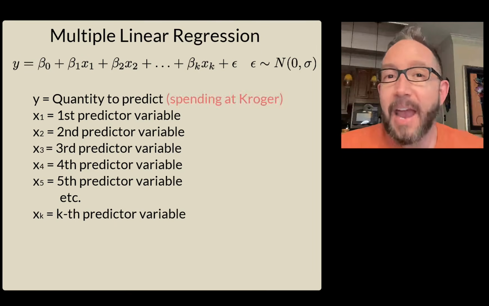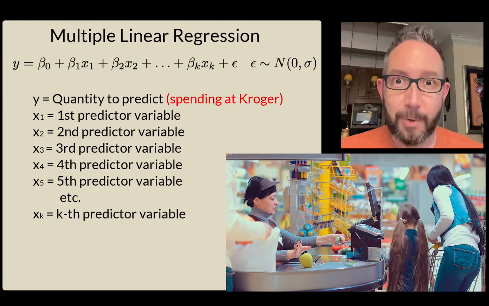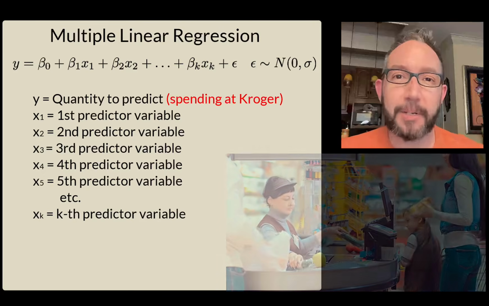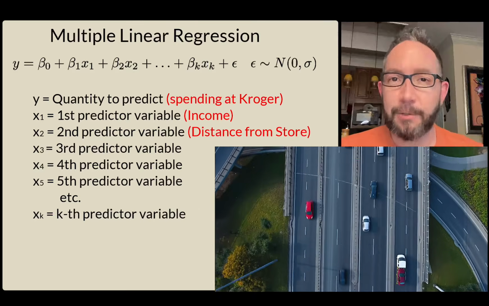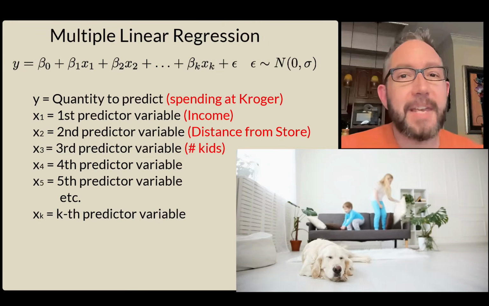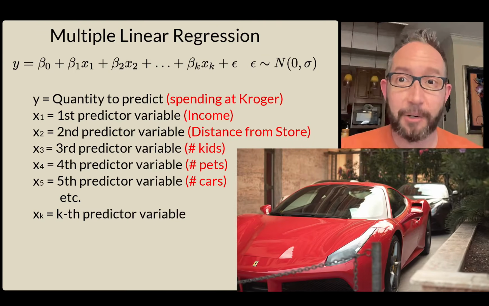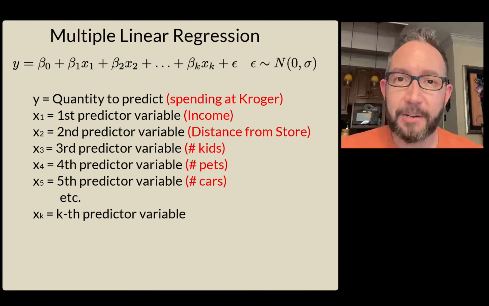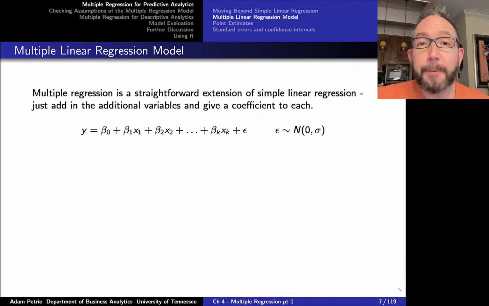of a quantity like household expenditure at Kroger, and we want to utilize all of the information that's available to us. So if we want to predict the household expenditure at Kroger, we'd love to use not only their income but maybe the distance that a household lives from the nearest Kroger, the number of kids, the number of pets in that household, the number of cars that belong to that household, etc. There might be multiple viable predictors that we want to use in order to come up with the best predictions possible. Now, the multiple regression model allows us to leverage multiple sources of information to come up with a better prediction than any one of those predictors could have given us.